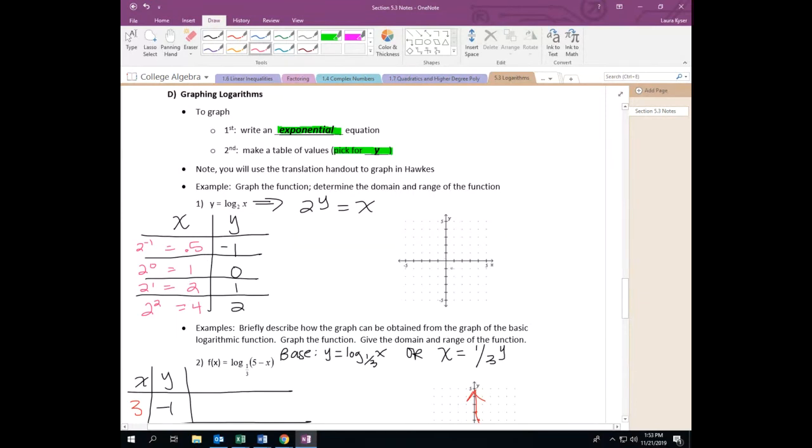So 0.5 is at -1, which is right here, and 1 is at 0, 2 is at 1, and what's the next one? 4, 2, 3, 4 is at 2. So these are going to resemble exponential curves, like this.